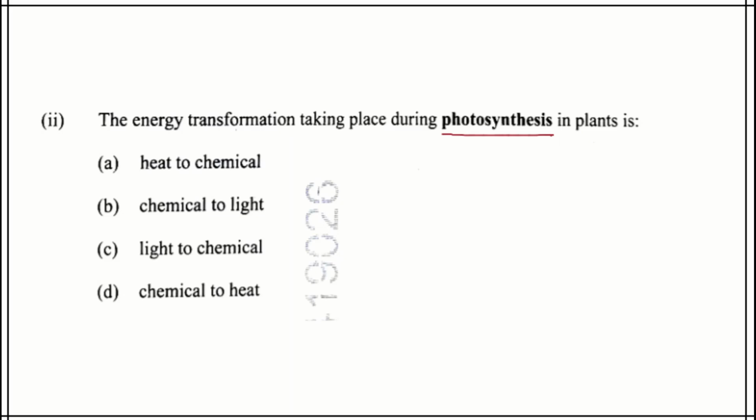In this case, in photosynthesis, light energy is incident on the surface of the leaves, and as a result, from there we get chemical energy, that is food. So in this case, light energy is getting converted into chemical energy. Thus, option C is correct.